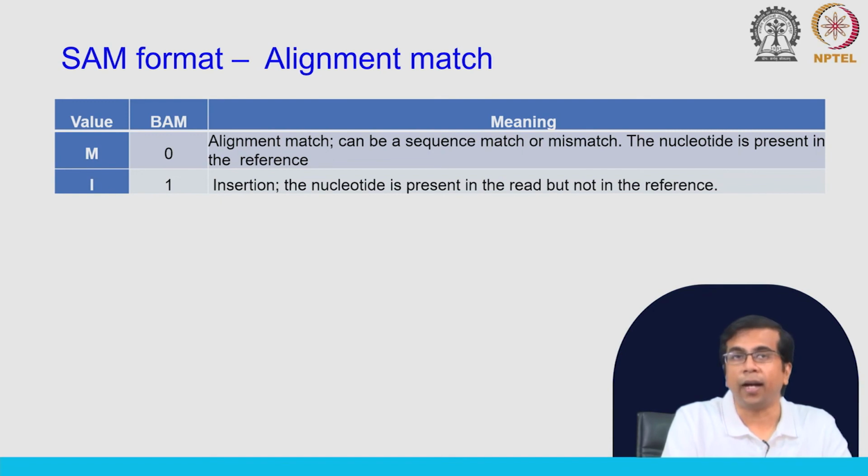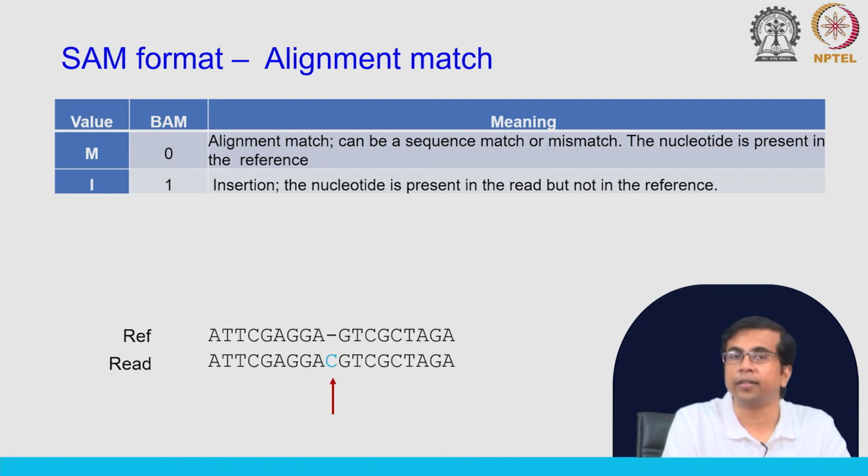Then you have the sign I in SAM format. This is 1 in BAM, and this is insertion, meaning the nucleotide is present in the read, but it is not present in the reference sequence, and this is the situation.